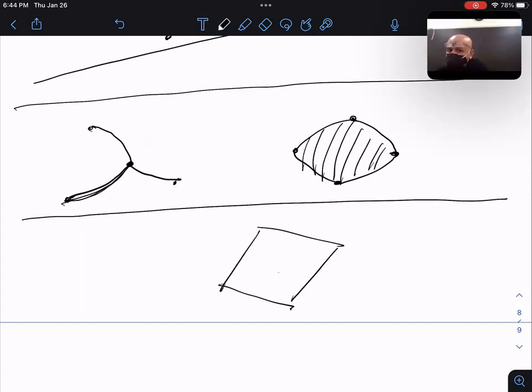So the questions to consider are the following. Are all the edges of the same length? Are all the faces of the same length? These are the questions that you need to consider.